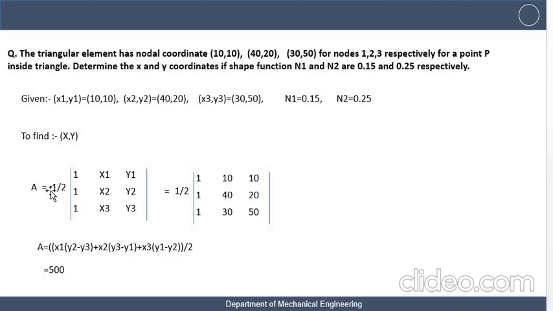So area is equal to 1 by 2 times the matrix 1 x1 y1, 1 x2 y2, 1 x3 y3. In the problem x1 y1, x2 y2, x3 y3 are given, so put these values in the matrix. Then put these values in the area formula: x1 in bracket y2 minus y3 plus x2 in bracket y3 minus y1 plus x3 in bracket y1 minus y2, whole bracket divided by 2. So we will get area is equal to 500.